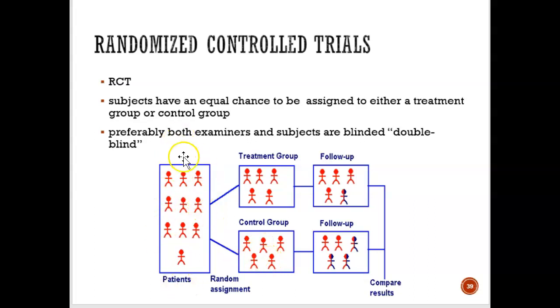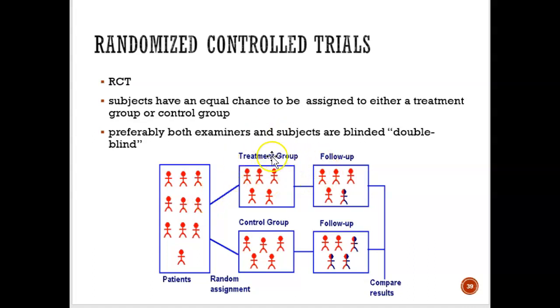So I have so many people, I put everyone's name in a hat, and I randomly choose people. Let's say I chose this person, and this person randomly got chosen for the treatment group. This person randomly got chosen for the control group. This person also got randomly chosen for the control group. This one went to the treatment group. So it's just random assignment.